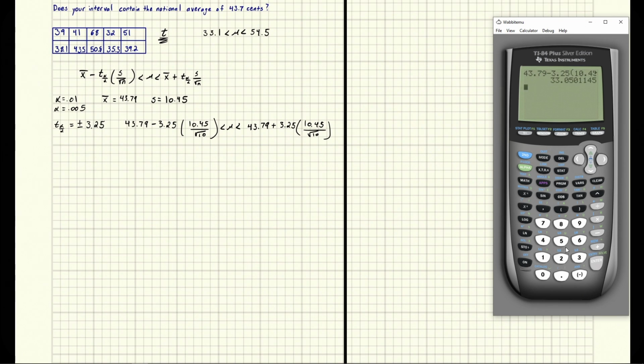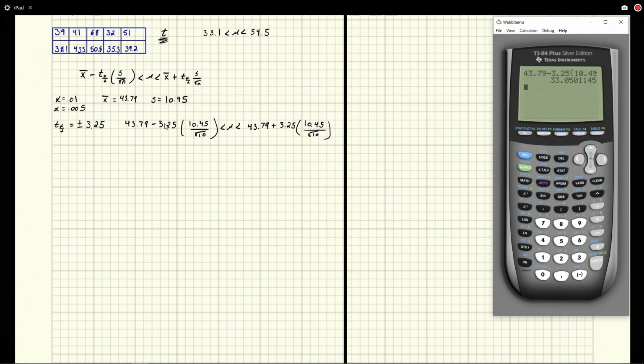If we hit enter, look at that, we get the exact same thing: 33.1 when rounded, 33.1 when rounded. If you have some other value that's somehow rounded differently, then first off, you probably entered different numbers than me. You should get this pretty much exactly. But if you get something really close, maybe your value for your t of alpha over 2 is slightly different. As long as it's really, really close, you're fine.